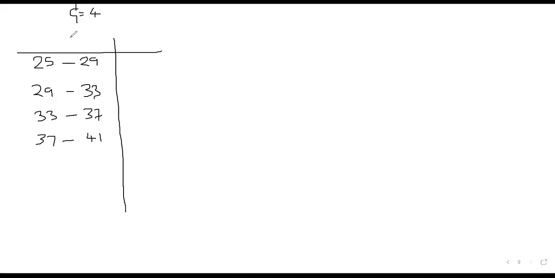So the class width is 4. So the numbers we're considering here are 25, 26, 27, and 28. The 29 is for the other part there. So don't count 29 there. If you want, you would have done 25 to 28, 29 to 32. Then 33 to 36, 37. You get what I'm trying to say?